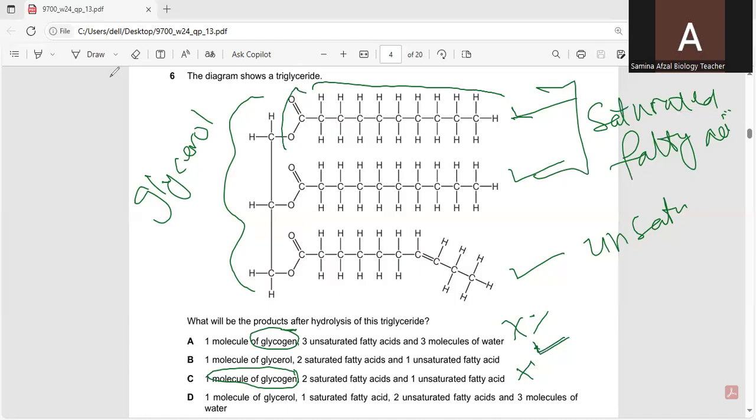Now the D option is 1 molecule of glycerol, 1 saturated fatty acid, and 2 unsaturated fatty acids. We have 1 unsaturated and 2 saturated, so this is 1 and these are 2. And 3 molecules of water. With the addition of water, it is broken down. So water is added, not released. So D is not the correct option. Only B is the correct option.